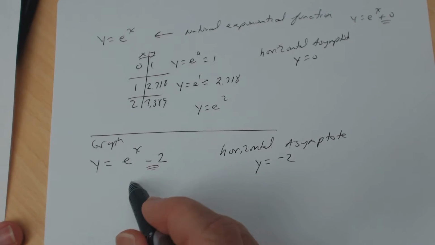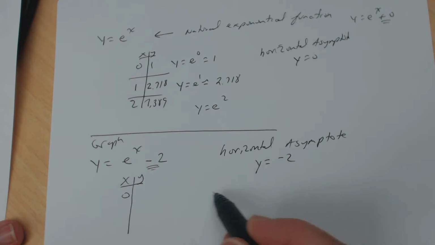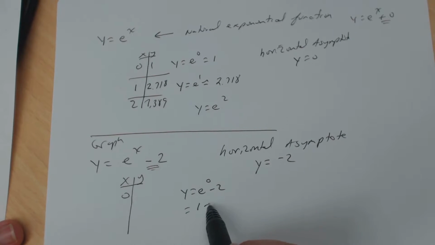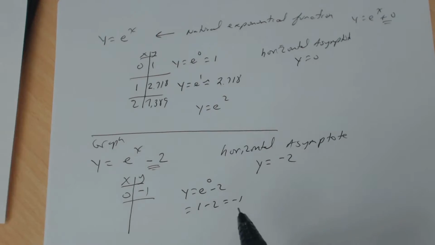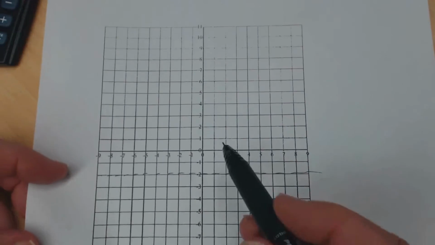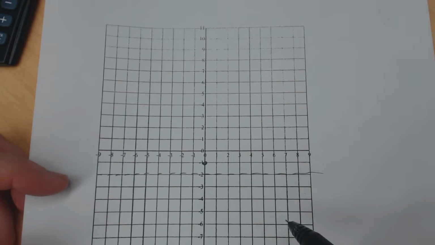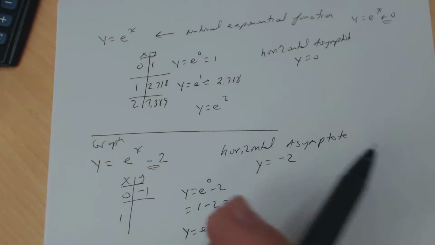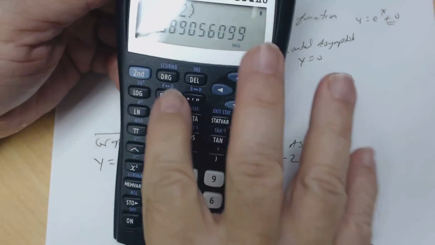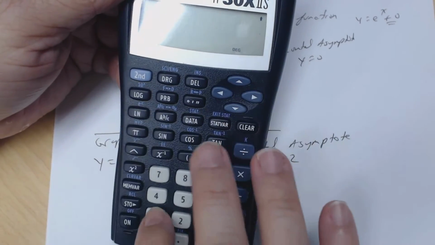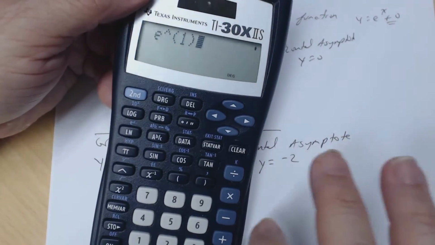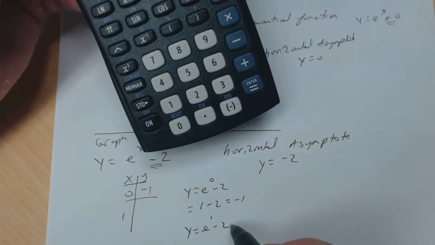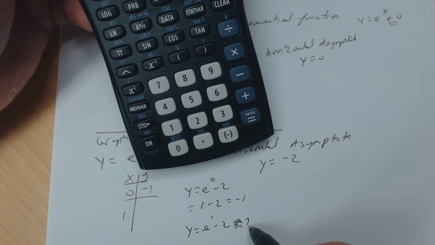All right, and then I do a t-table. If x is 0, I get y equals e to the 0 minus 2. E to the 0 is 1, and 1 minus 2 is negative 1. So I'll plot the point 0, negative 1. If x is 1, I get y equals e to the first minus 2. Use your calculator: second e to the x, 1, close, and subtract 2, press equal, and you get about 0.718.